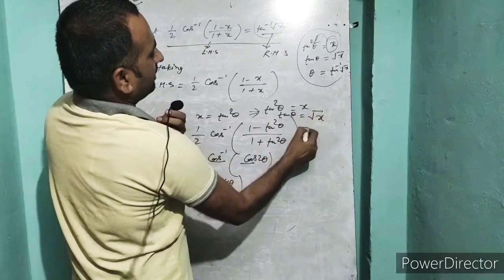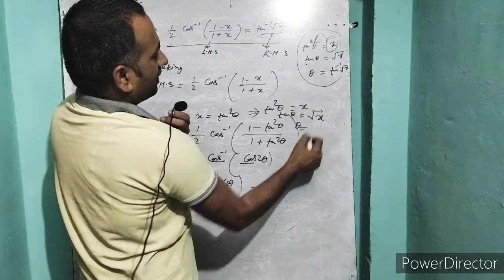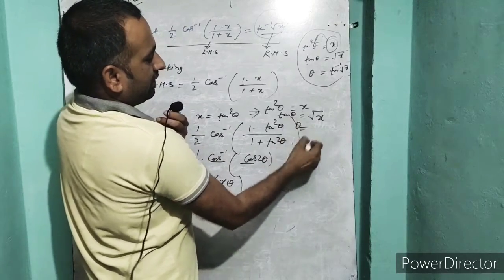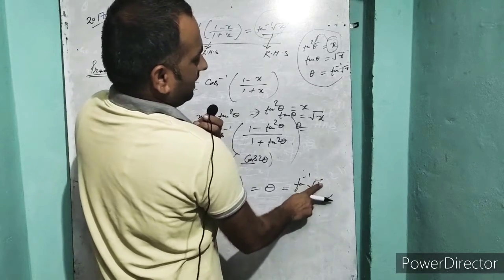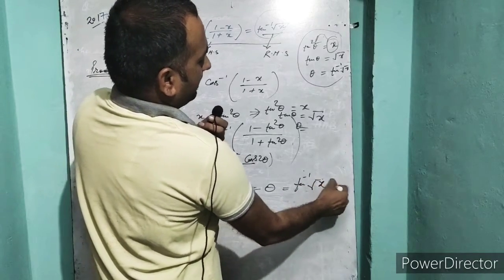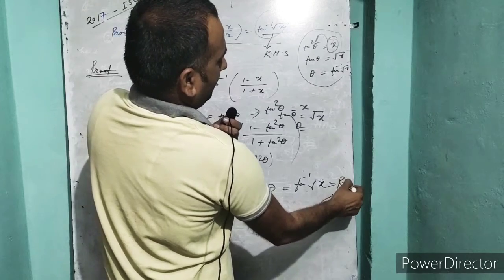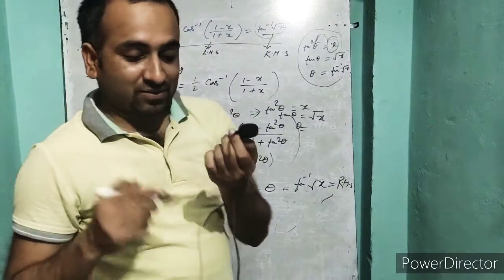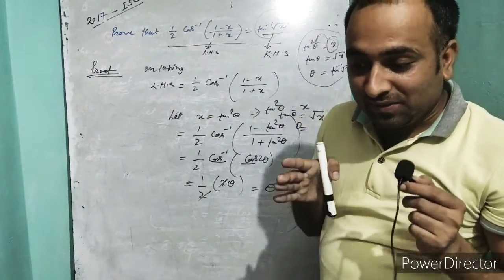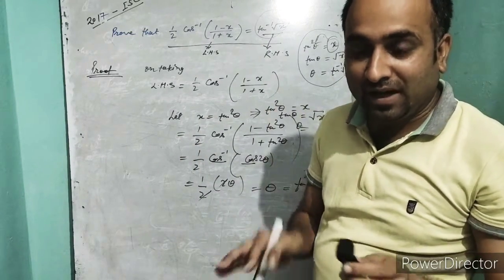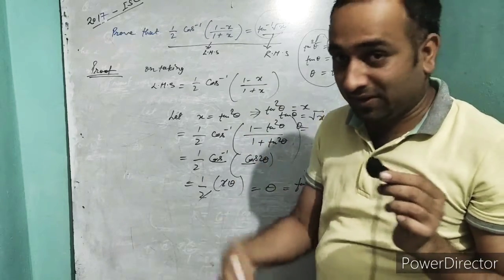Root x. So theta is what? Theta gives you what? Theta is tan inverse root x. In this way you will get your RHS. So when you see your question, your proof, at first you have to think what you have to solve, what you have to prove, and which value you have to put for the x.